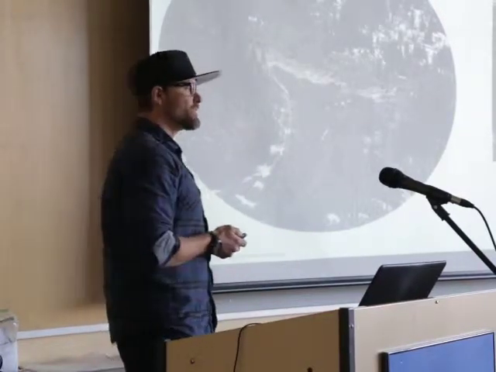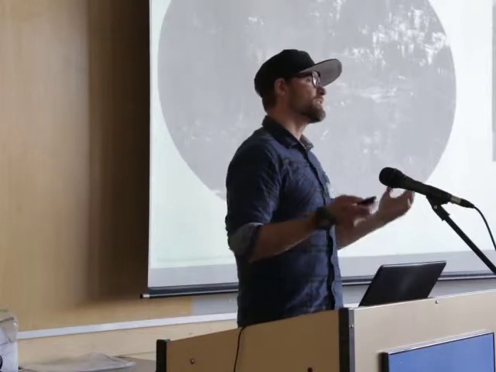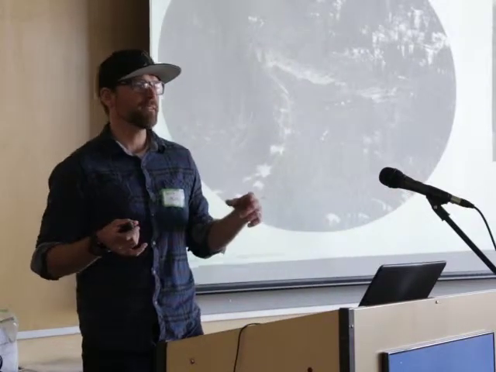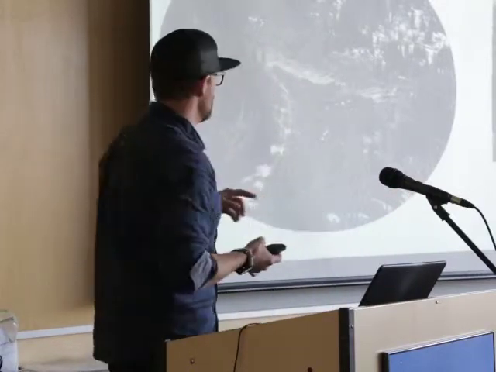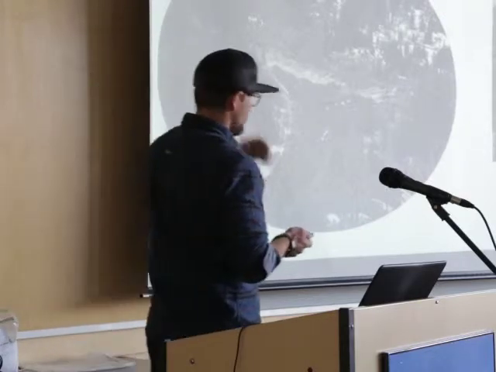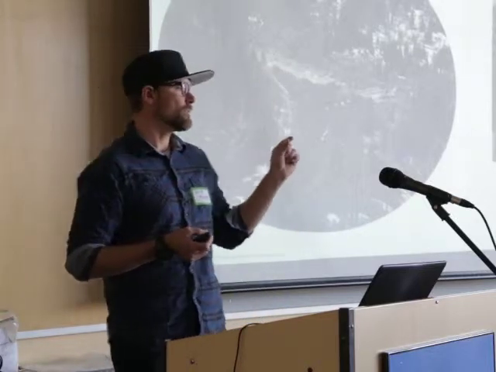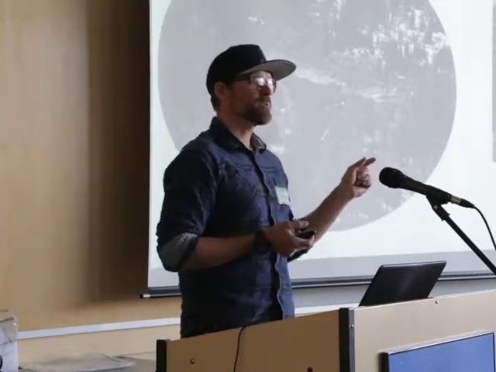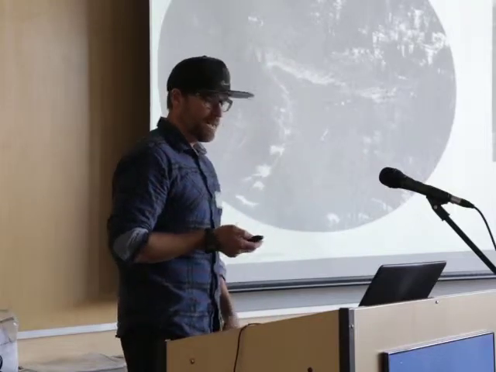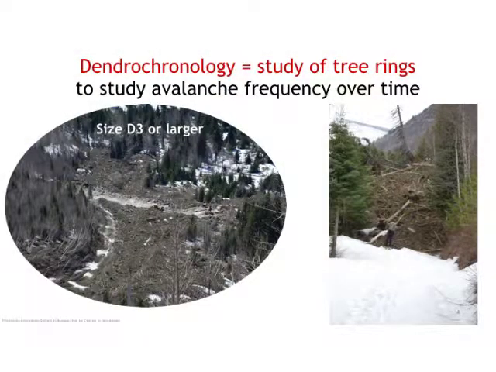So for those that aren't familiar, dendrochronology is the study of tree rings, and it can be used to study all sorts of landform processes, anything from landslides to obviously avalanches. People use tree rings to study climate. You can look back and look at the width of the tree ring, and it gives you an indication of precipitation and temperature. But again, we're using it to study D3 or larger avalanches, and here's a great example of an avalanche from 2009. I believe we classified it as a 4.5. What's the difference between a 4.5 and a 5?